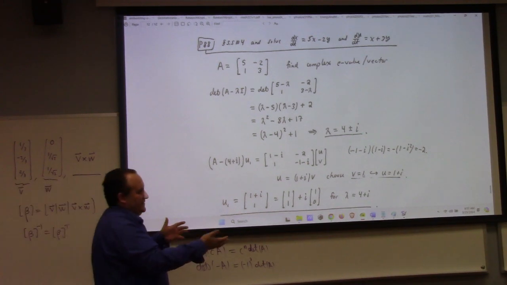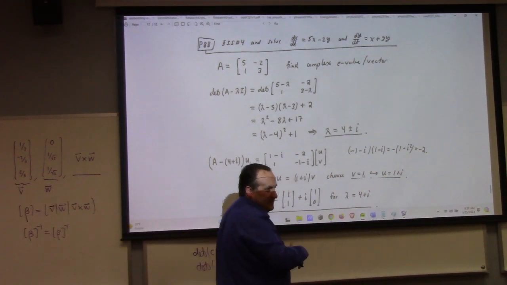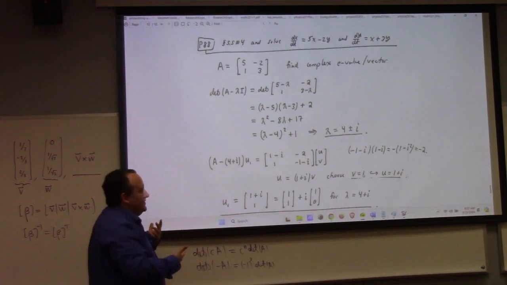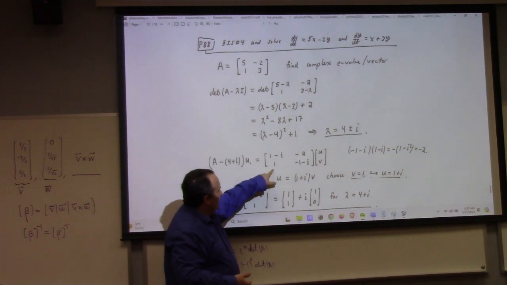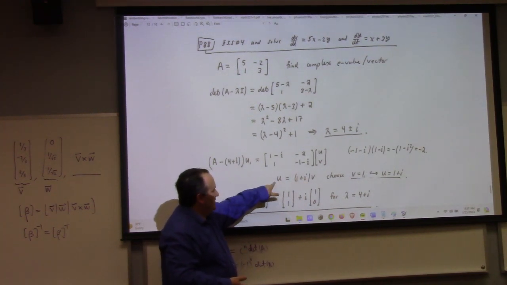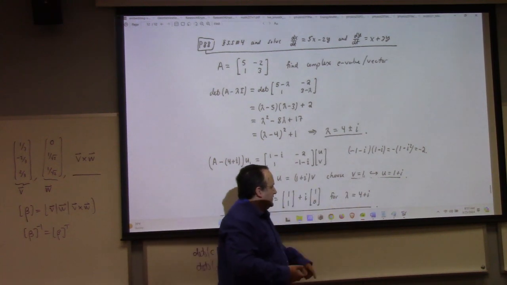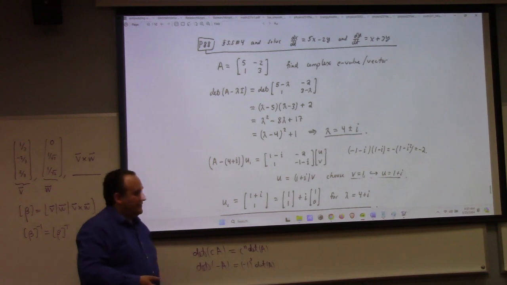This is not necessary. This isn't really part of the required solution by any means, but it's comforting to me. So anyway, pick whichever one of these you like. I'll pick the second one. u is equal to 1 plus i times v. Hopefully I didn't make a sign mistake this time. I put v equal to 1. That gives me u equals 1 plus i, which gives me this eigenvector for eigenvalue 4 plus i.